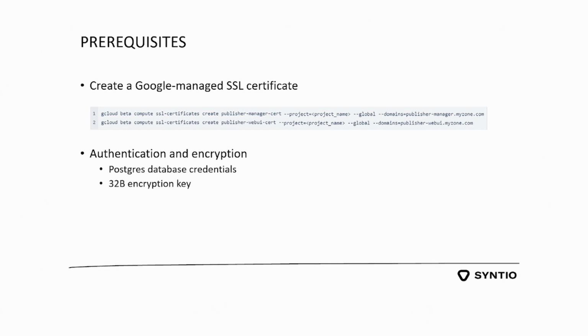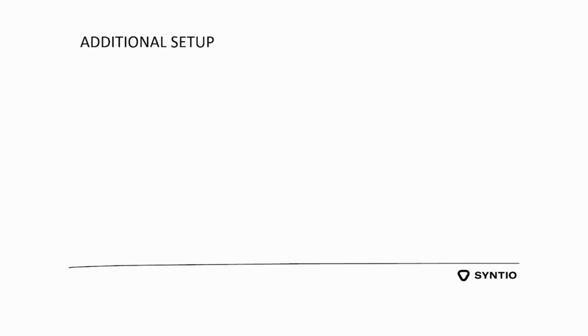Secondly, generate a 32-byte encryption key using a random key generator, or use the default one, for messages extracted by Publisher. Thirdly, generate a 16-byte JWT encryption key for secure communication, or use the default one. With this step, the necessary prerequisites for deploying the simplest version of the Publisher component have been met.